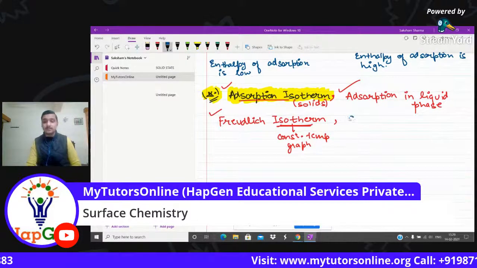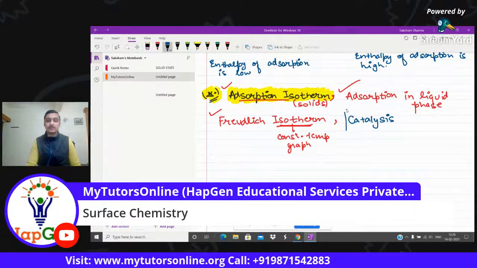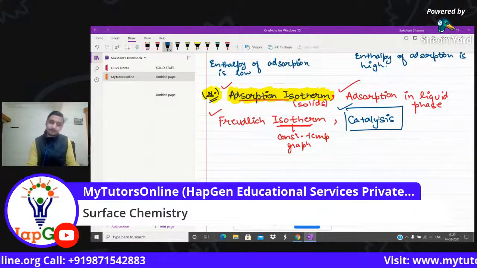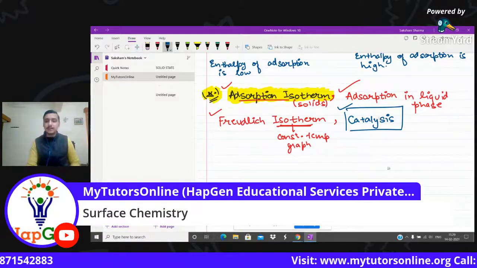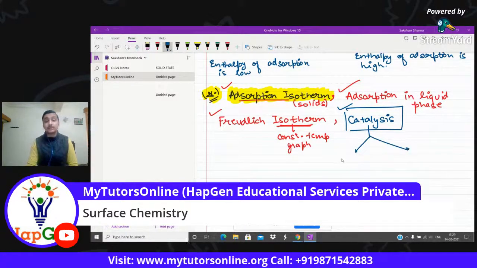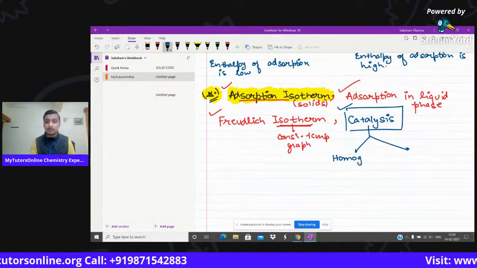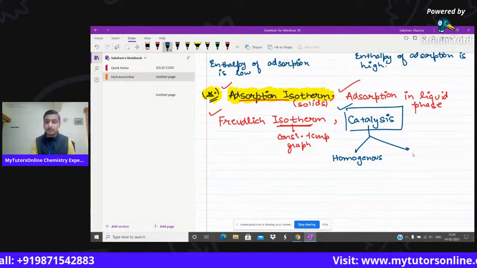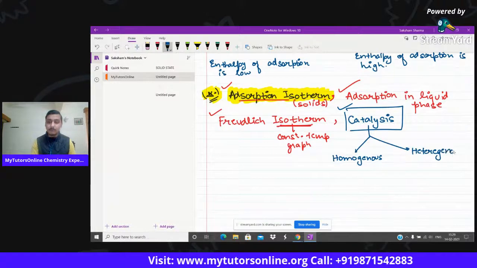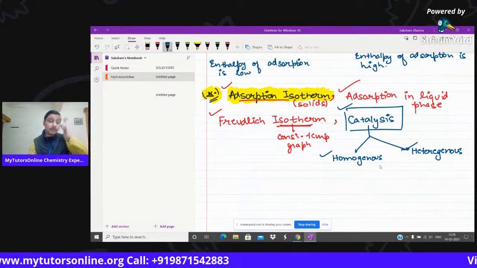After this comes catalysis. This is also important because they usually ask a question from here. What is catalysis, and define the types of catalysis? We have two types: homogeneous and heterogeneous catalysis. What is the difference between the two? You will have to read it.